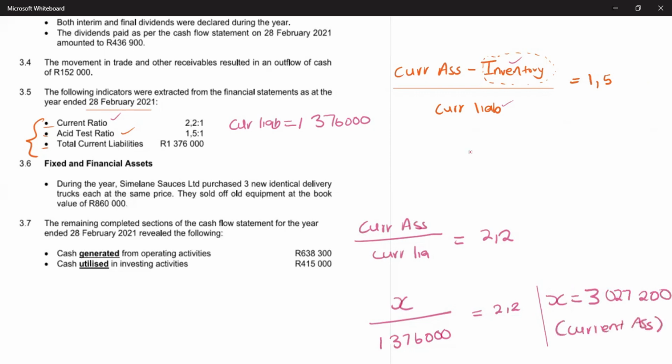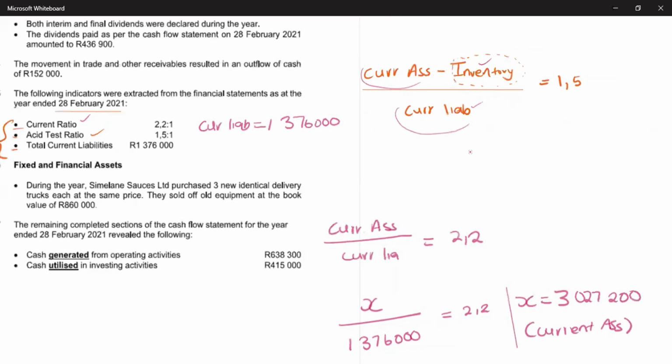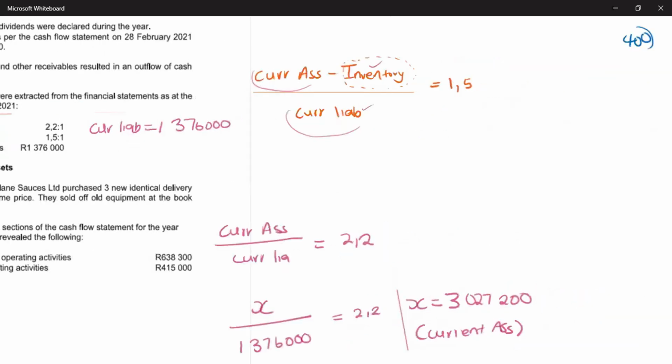Okay, so you now have your current assets, you now have your current liabilities. Your inventory is the only thing that is unknown here, so we can calculate our inventory balance now. Our current assets is 3,027,200 minus X, which is inventory, divided by current liabilities, 1,376,000. This equals 1.5.